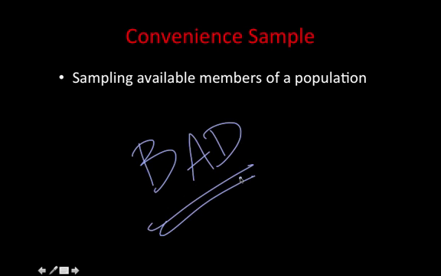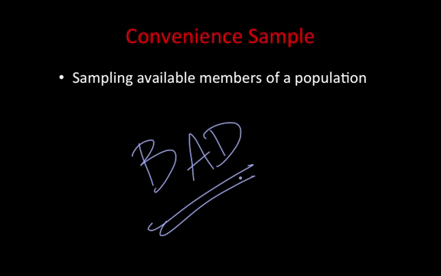The last kind of sampling method is convenience sampling, and this is bad. B-A-D. This is the bad kind of sampling. It often leads to a lot of biased studies. It's not recommended at all. Basically, you're just sampling available members in your population.